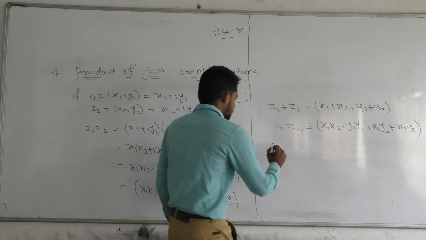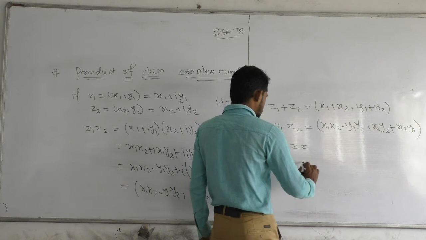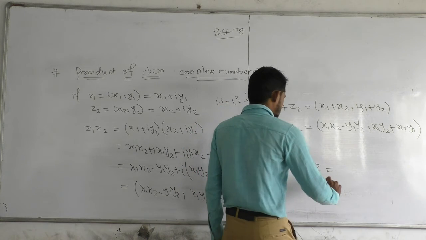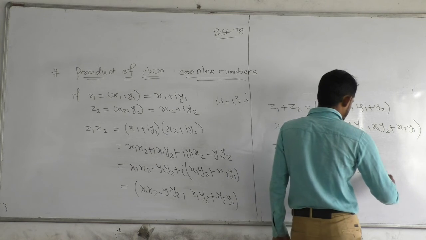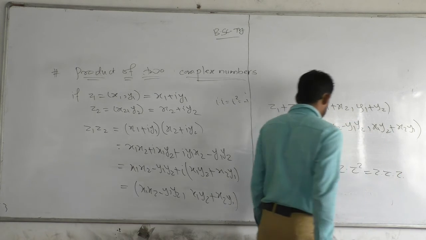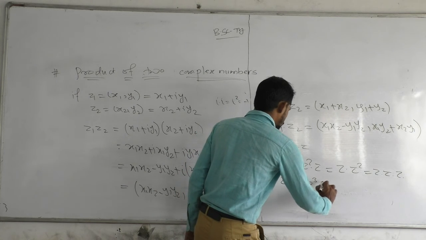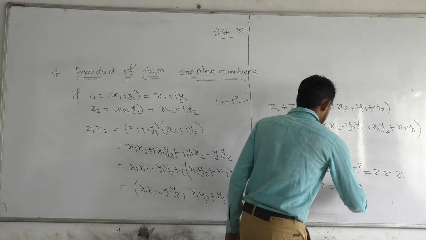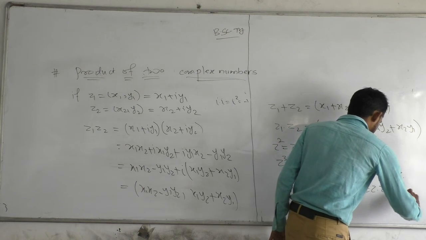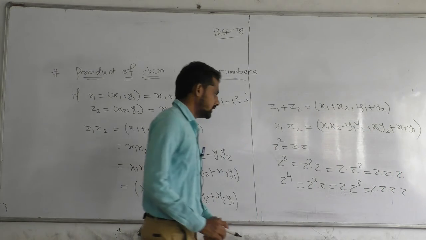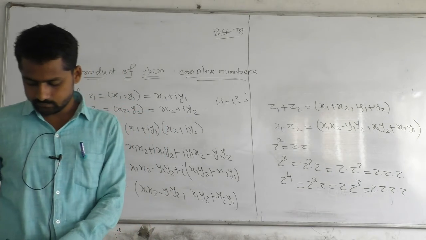Now z square is equal to z into z. Then z cube is equal to z square into z, is equal to z into z square, which is equal to z into z into z. Likewise, z raised to 4 is equal to z cube into z, is equal to z into z cube, is equal to z into z into z into z. So this is the multiplication of two complex numbers.